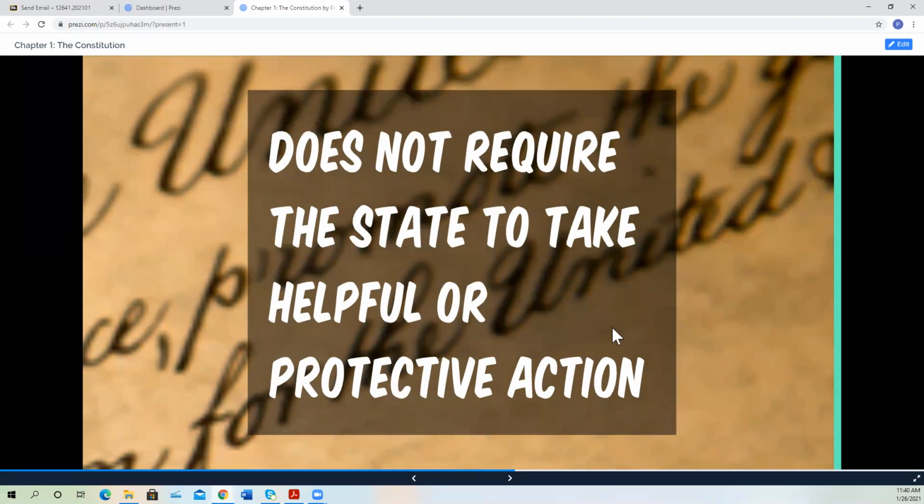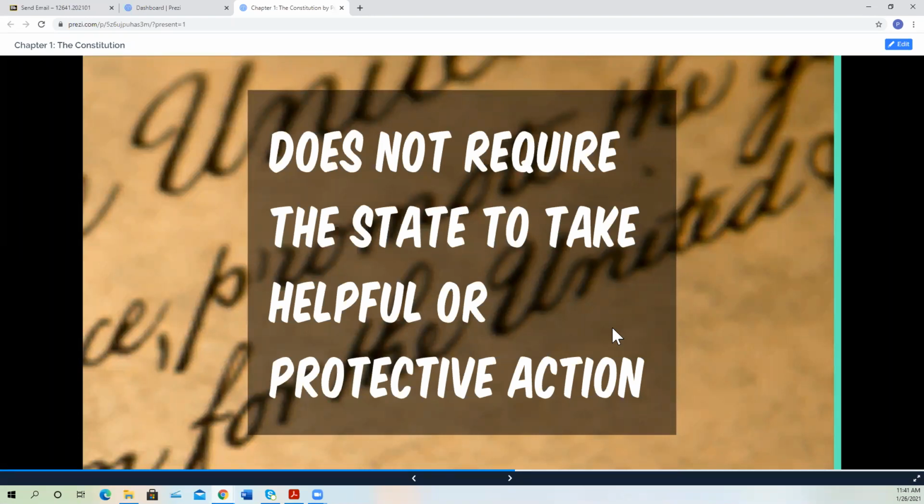And the court further ruled it also does not require the state to take helpful or protective action. So even though DCYF knew this boy was in jeopardy and they did not take any action, under the 14th Amendment due process, the state did not violate his rights, because the 14th Amendment does not require the state to take helpful or protective action.